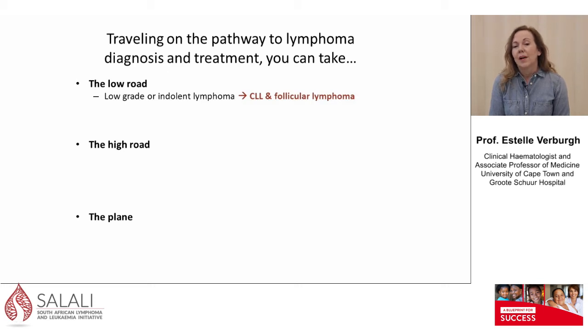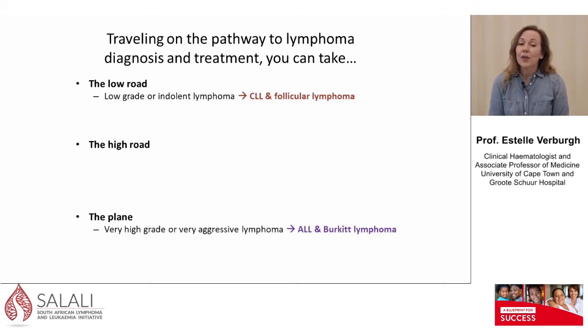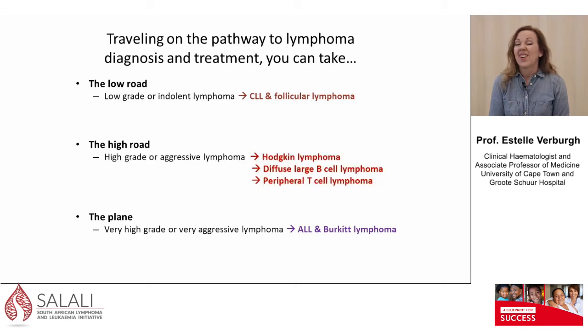Low-grade or indolent lymphoma, and common examples I'm giving today are CLL and follicular lymphoma. Then let's look at the very high grade or the very aggressive ones. These lymphomas take the plane, and we have to take a plane to get to them, to treat the patient in time. Good examples of these would be ALL and Burkitt lymphoma. And then the middle road, which is actually the high road in this case, because they are high grade, aggressive lymphomas, are the Hodgkin lymphomas, diffuse large B-cell lymphoma as the most common counterpart of this type of lymphoma, and then peripheral T-cell lymphoma, a smaller group, but still a very, very important group of lymphoma.